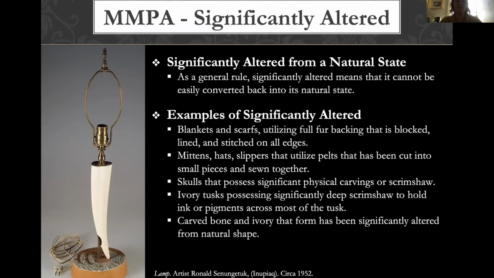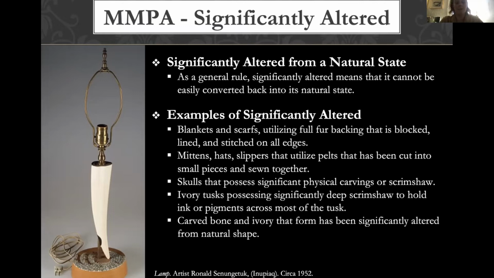Mittens, hats, zippers, and other things have to be converted and cut into small pieces and then sewn back together. So yeah, you can Frankenstein a blanket back together, but that's not easily convertible back into a hide. If it's cut into small little pieces and restitched to make a mitten or such, they're not assuming that you could take it all apart. That's the key there. When you're looking at skulls, it's got to have physical carvings or scrimshaws that are deep enough that you can't just go through and sand it off. Same thing applies to ivory tusks, and also carved bone and ivory that's been significantly altered from its natural shape.